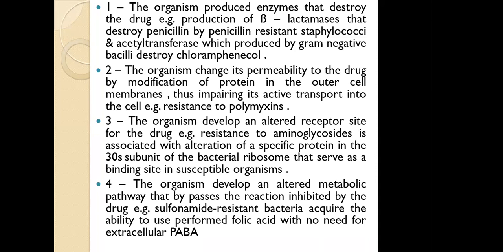The third is that the organism develops an altered receptor site for the drug, such as resistance to aminoglycoside, which is associated with alteration in a specific protein in the 30S subunit of the bacterial ribosome that serves as a binding site in susceptible organisms. This action is present in several types of bacteria. Change in the receptor means a change in the genetics of the bacteria, or in the gene, which leads to production of a new protein on the surface of the bacteria and prevents the action of aminoglycoside.